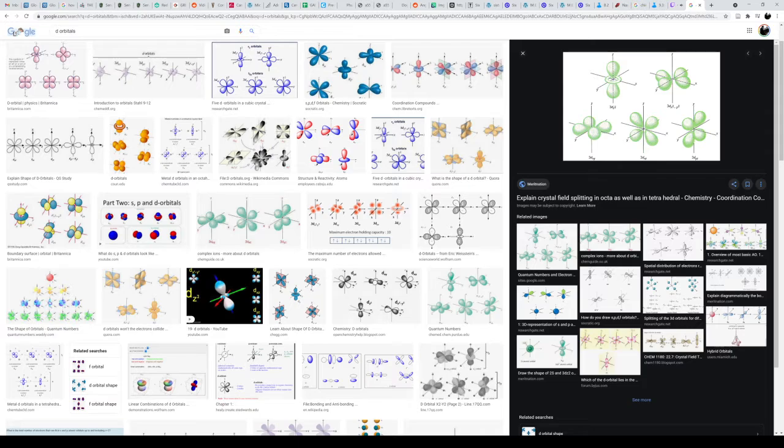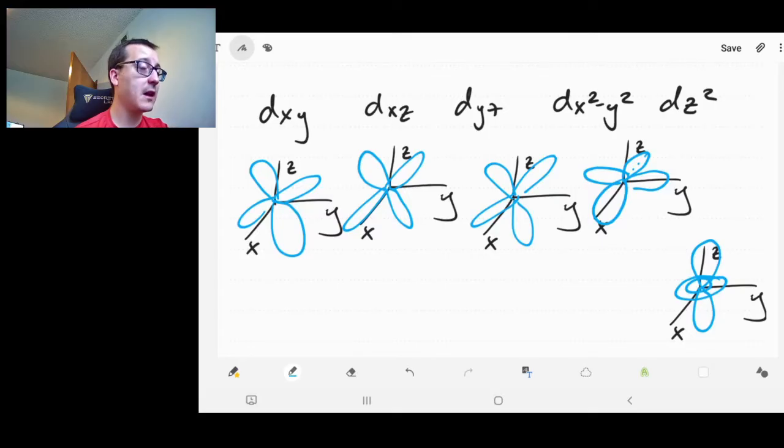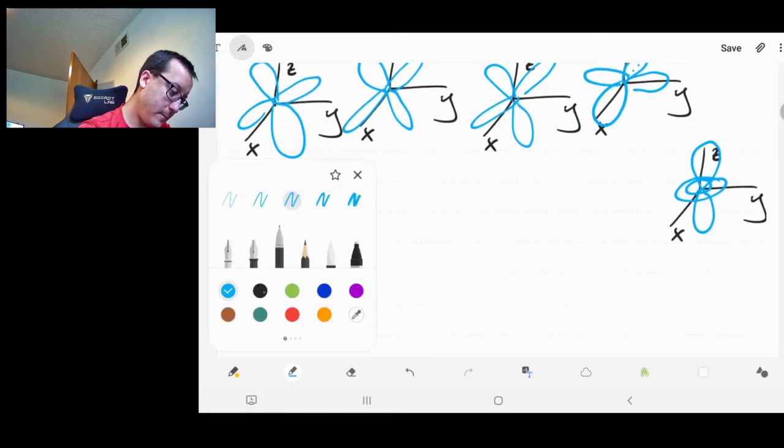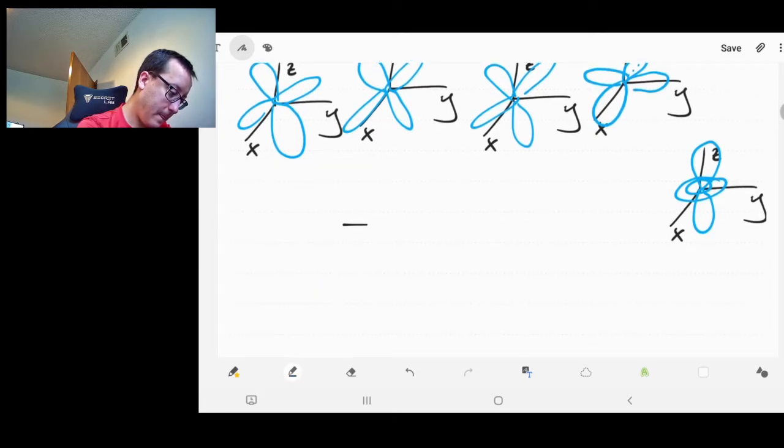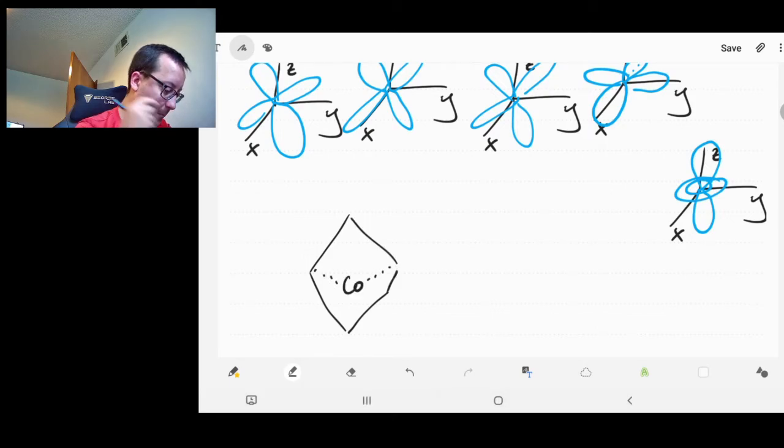So with that in mind, if we try and consider an octahedron, how do I even draw an octahedron? Let me do some practice drawing here first. No, that's horrible. I don't even know how to draw an octahedron.